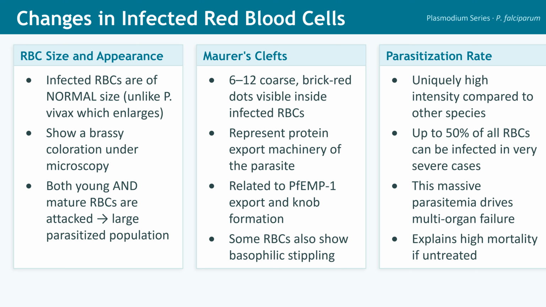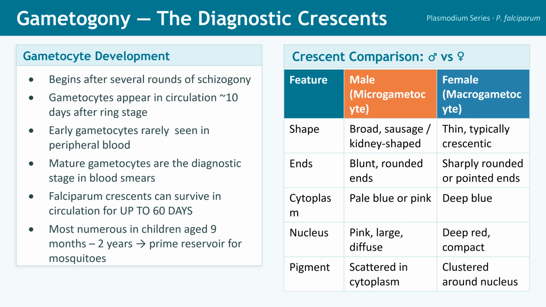Now let's learn about the gametogony stage of the parasite. These are also known as the diagnostic crescents of Plasmodium falciparum. The gametocyte cycle starts after several rounds of schizogony, and the gametocytes appear in the circulation about 10 days after the ring stage. Early gametocytes are rarely seen in the peripheral blood, but the mature gametocytes are the diagnostic stage present in the blood smear.